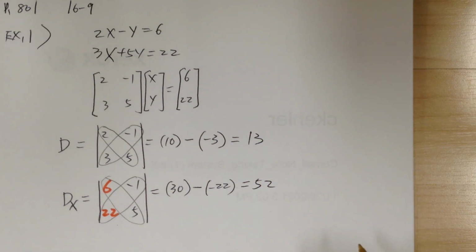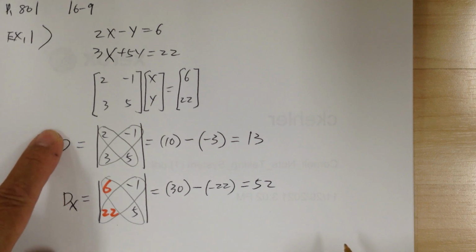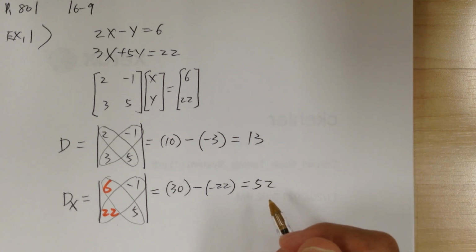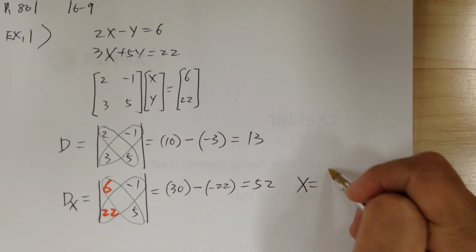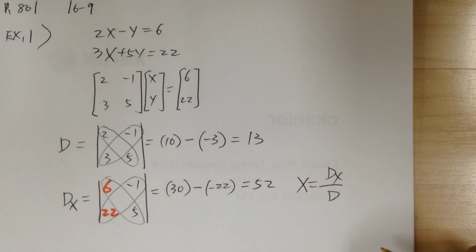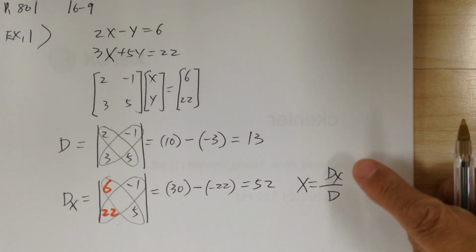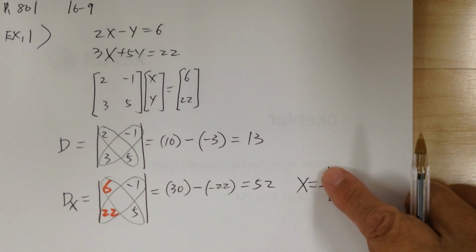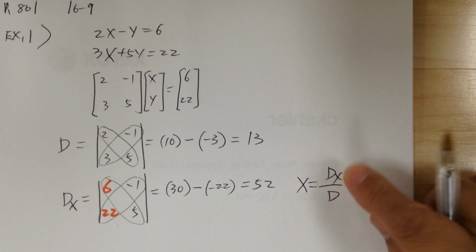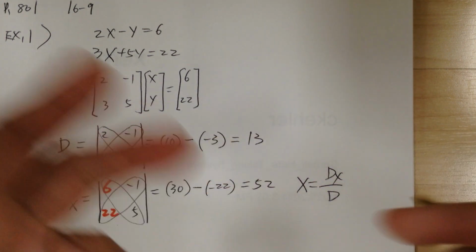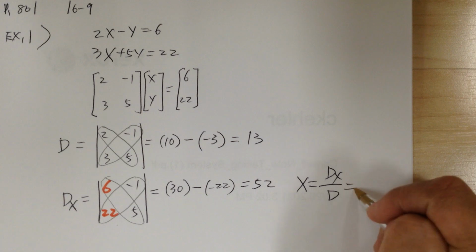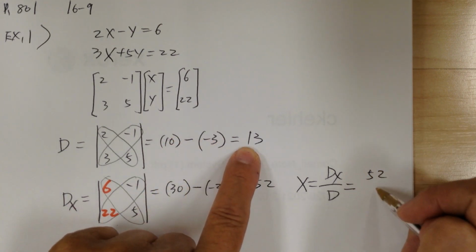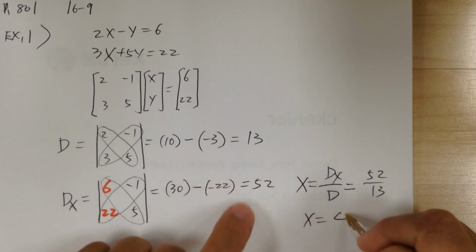Once you've got D and Dx, then you can find your x. In this case, x will equal Dx divided by D. If you don't remember which is which, think about it: over here, the D and D will cancel out, so you get x equals x. That's how to remember. If you have things flipped, then it's not going to work. Dx equals 52 and D equals 13, so x will equal 4.